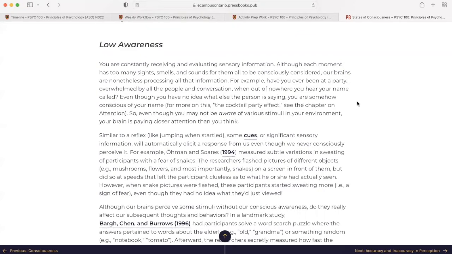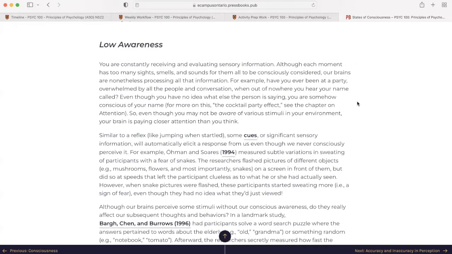So, even though you may not be aware of various stimuli in your environment, your brain is paying closer attention than you think. Similar to reflex, like jumping when you're startled, some cues or significant sensory information will automatically elicit a response from us, even though we never consciously perceive it.